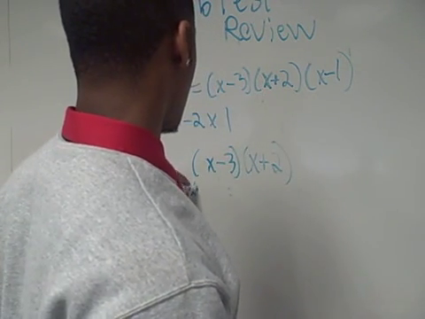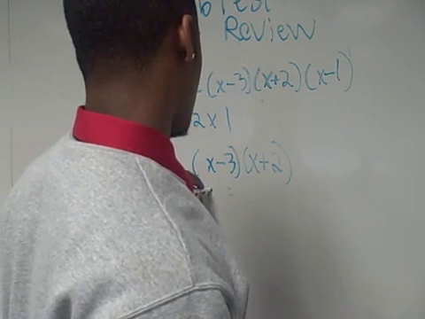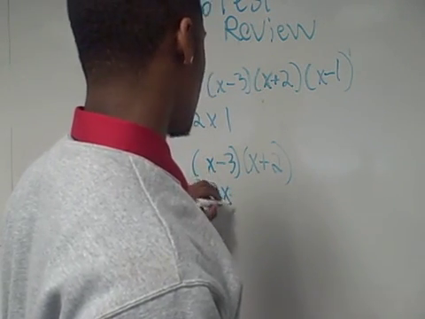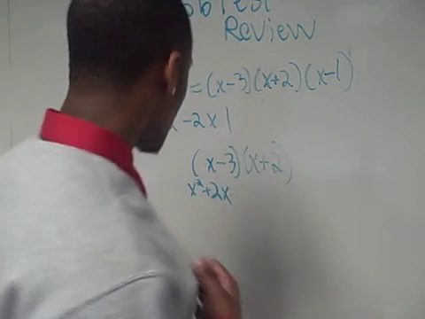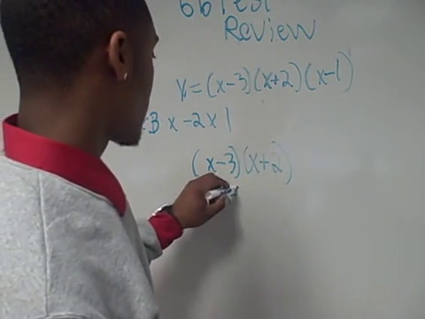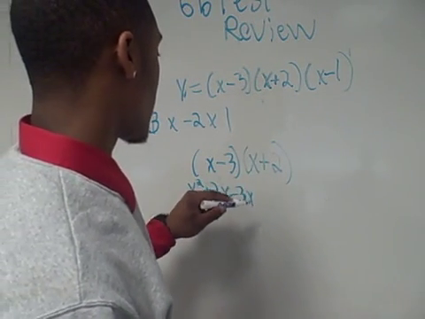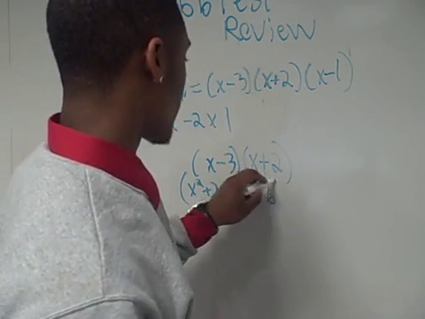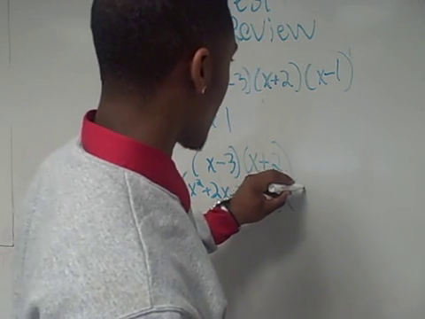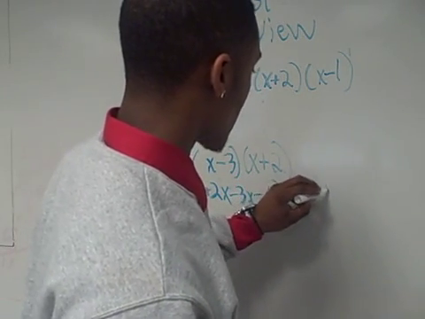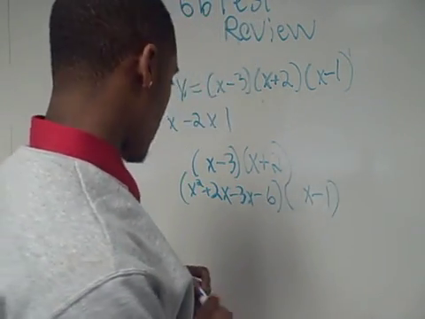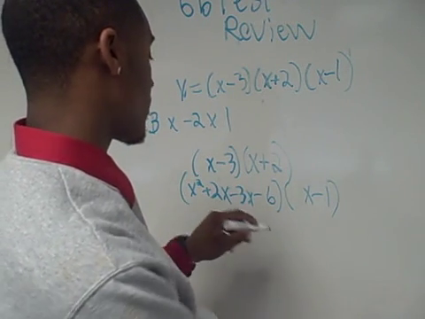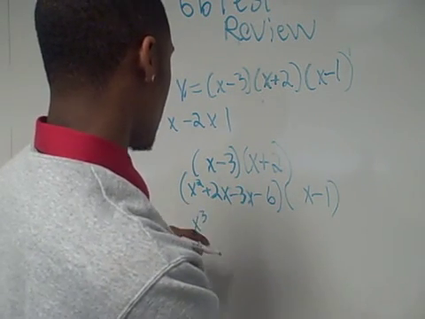So we're going to get x squared, plus 2x, negative 3x, since we're multiplying those together, and then negative 3 times 2 is negative 6. So parentheses, and then on the outside to the right, we're going to write x minus 1 to multiply those together. Alright, so we're going to have x squared times x, that's going to equal x cubed.